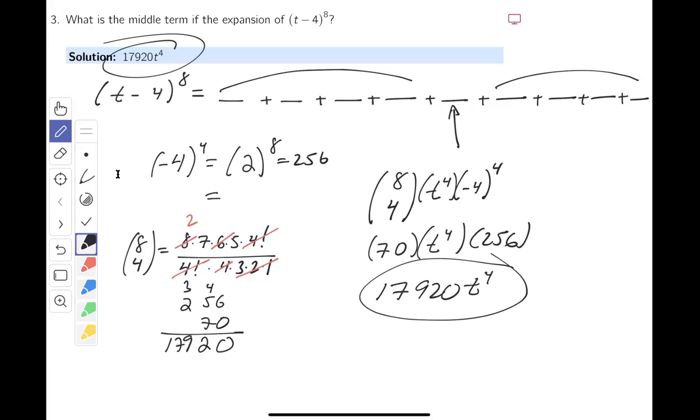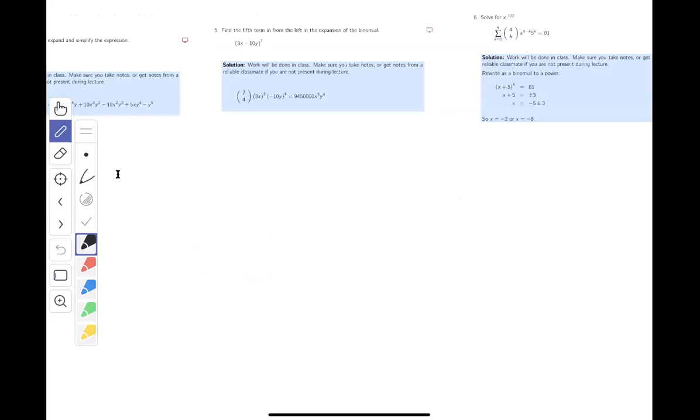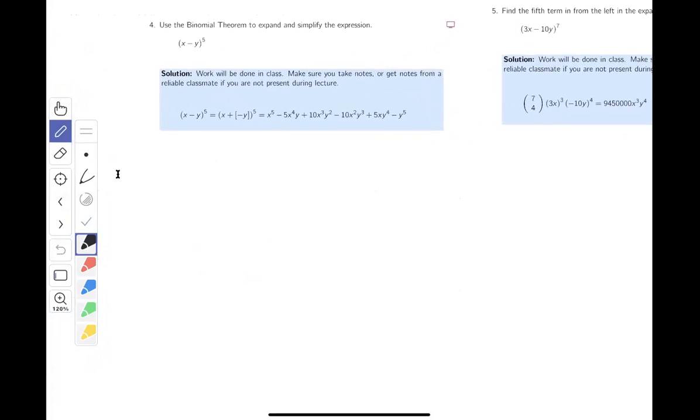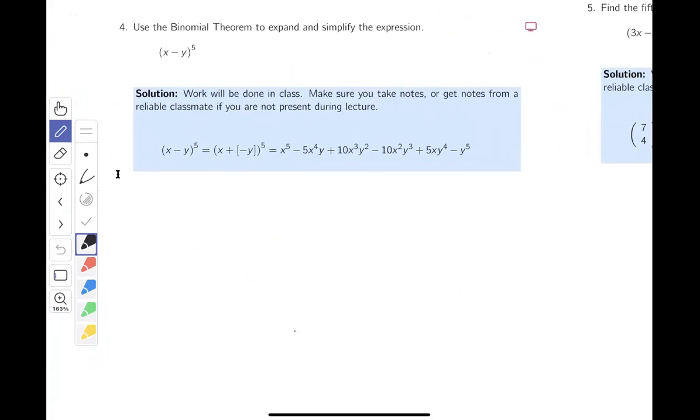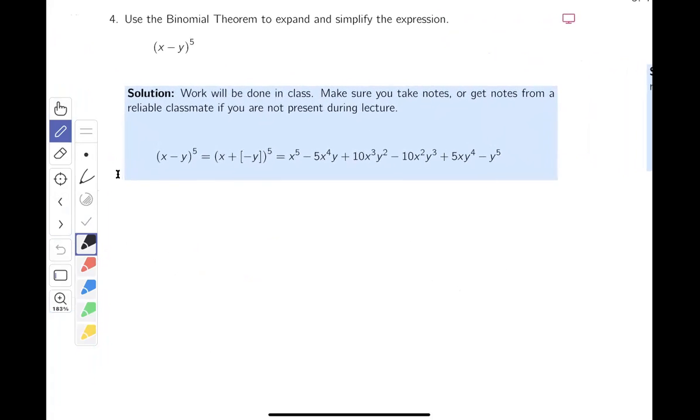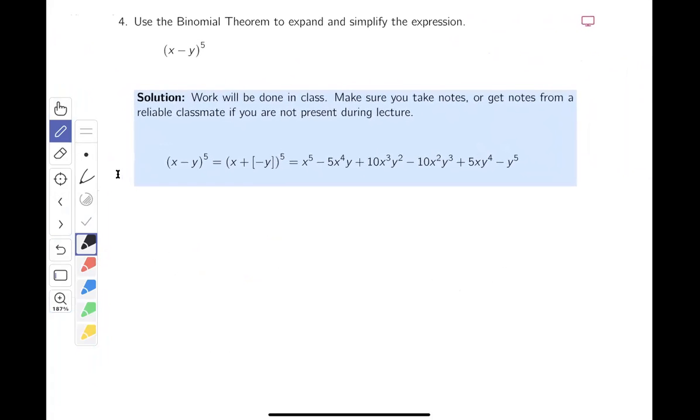All right, let's go to the next page. And we'll do problem number 4 now. Now, somebody says, you may say it's busy work, but we're trying to teach that you can do this. And so part of learning is busy work. You get busy with it. All right. So they use the binomial theorem to expand and simplify the expression. It doesn't look that bad.